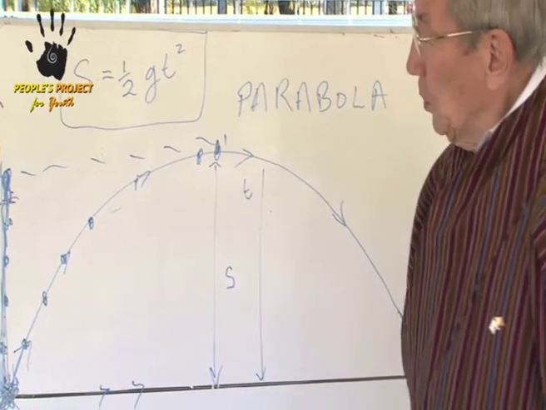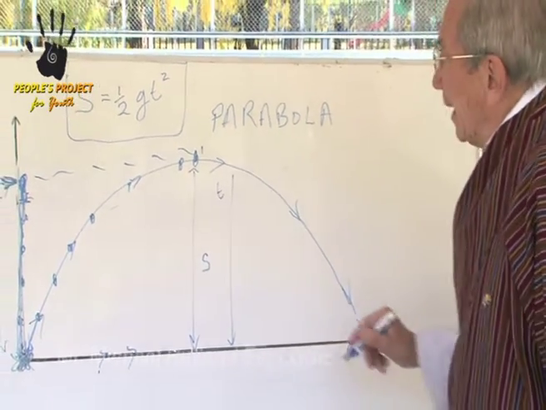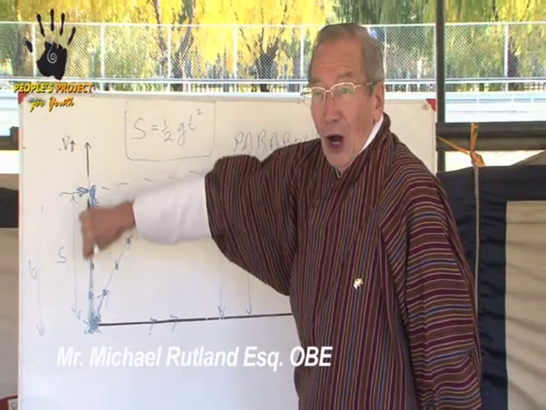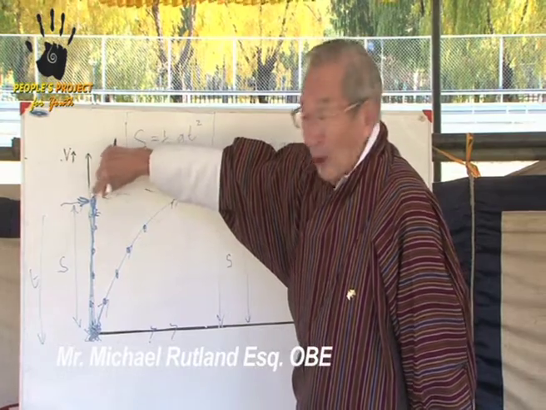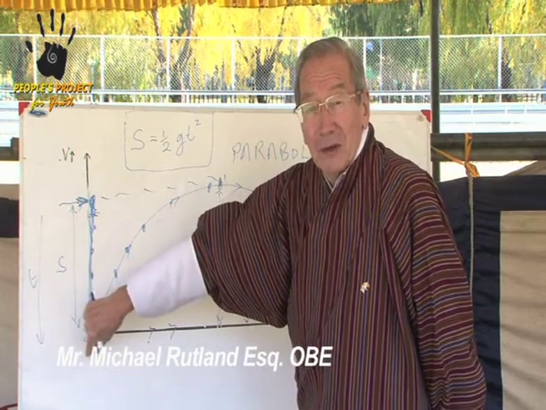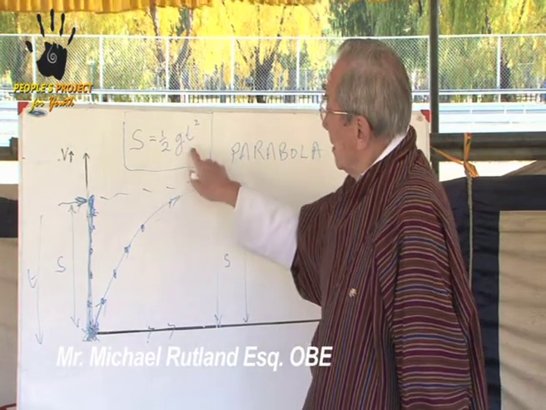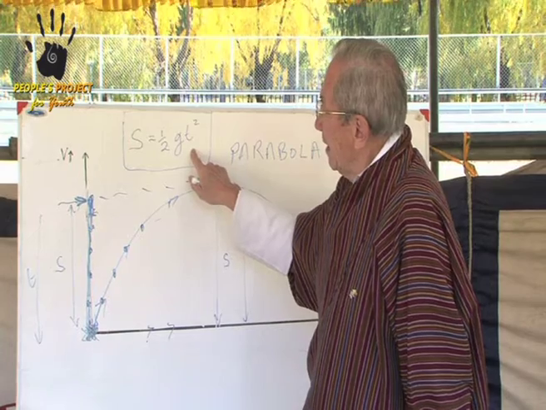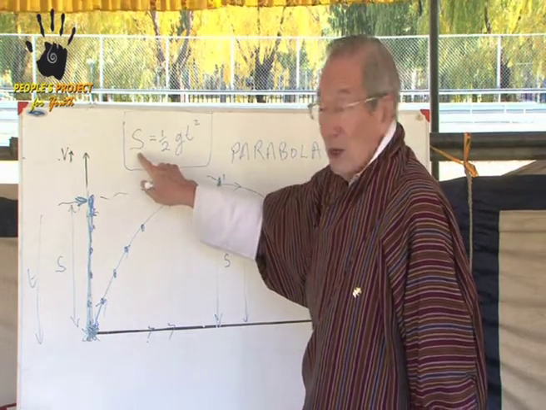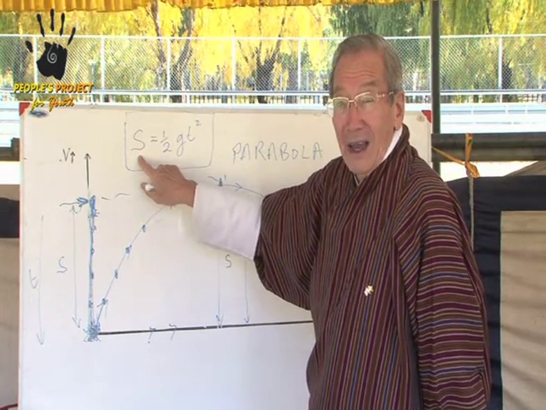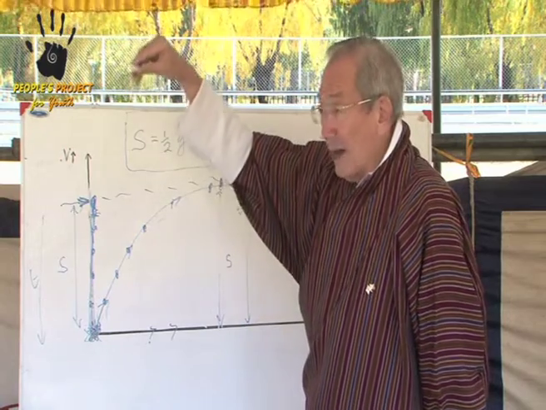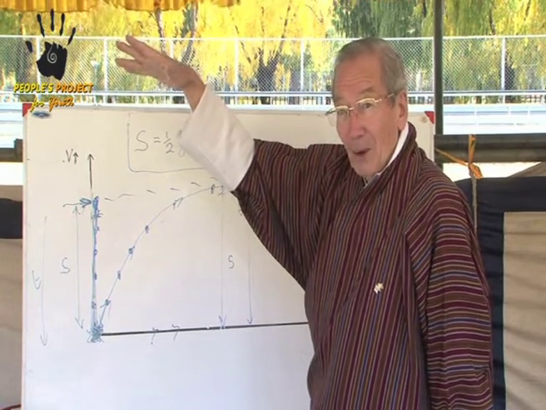You've probably learned in school you can measure the height of a building by dropping a ball, a little lead ball, measure how long it takes to hit the ground, and that is the t. G we know, so you can work out how high the building was simply by dropping a ball.